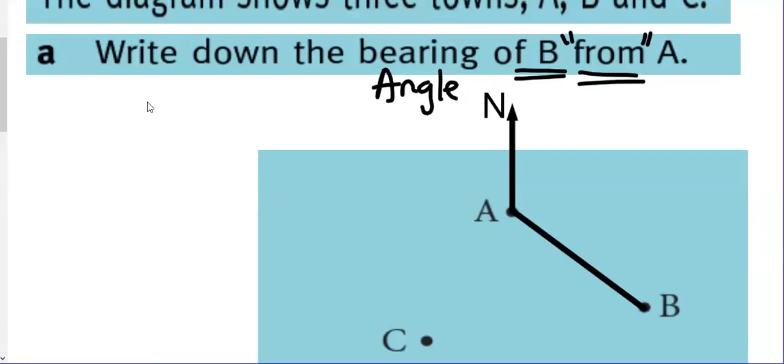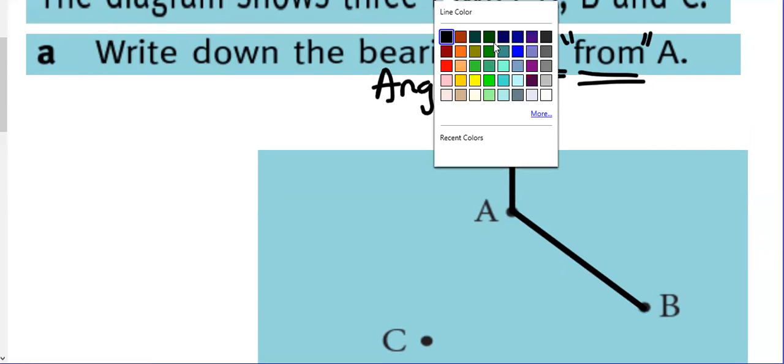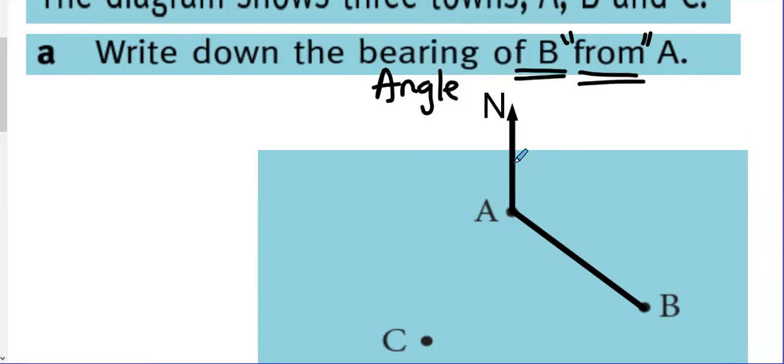Now, can you see the angle they're talking about? This is the angle which they are talking about. I repeat myself: the angle which they are talking about is this angle here. And this angle is measured in clockwise direction.